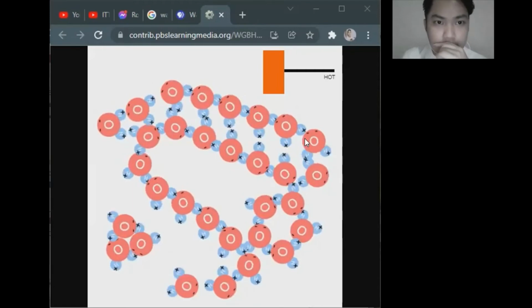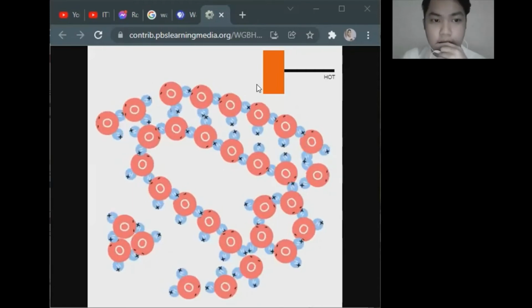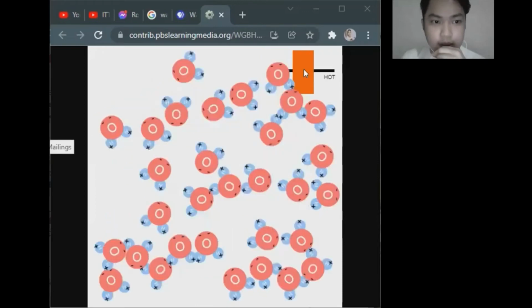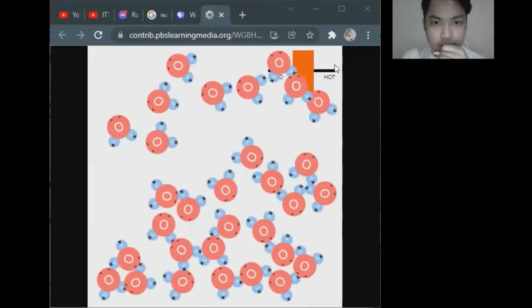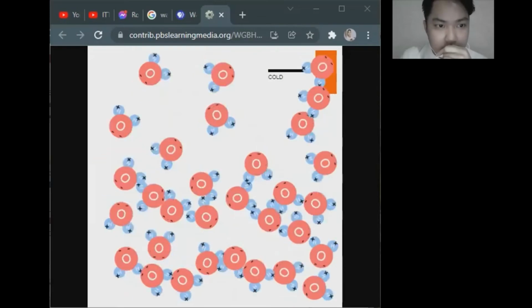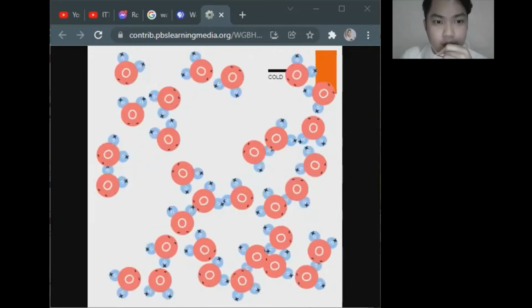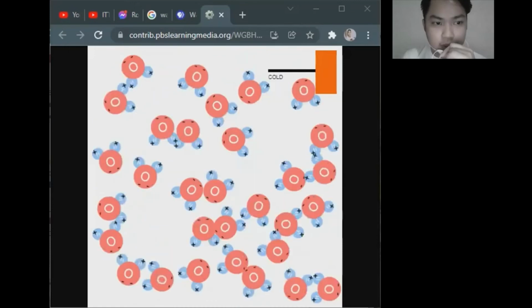Kapag mainit naman, when heat is added to water, the vibration of its molecules increases, causing the water to expand. Yeah, yan. Nag-expand, lumalayo. Isa't isa, causing the water to expand. Molecules vibrate faster. They bounce around, pushing others away, causing the space between them to increase.